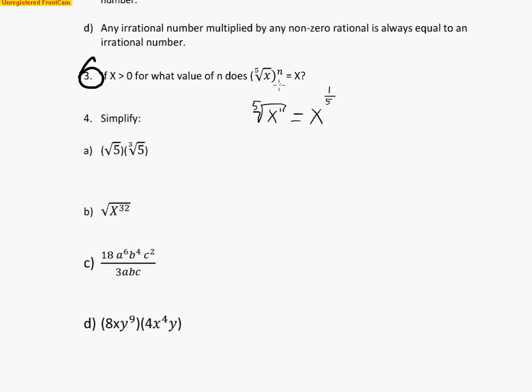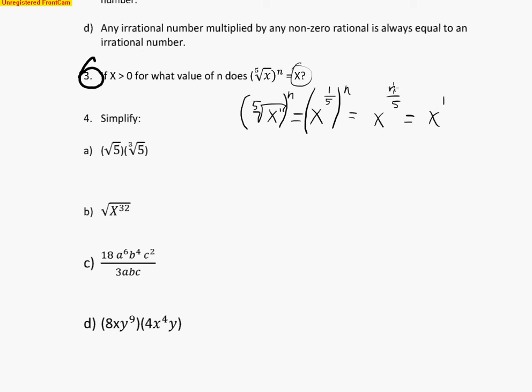Now let's go ahead and put my parentheses and my to the n on the outside. So this is my to the n. Here we go, to the n. Now what this means, we know that we need to multiply these exponents. So I'm going to have x to the 1 times n over 5. Then I want this to equal x to the 1, just x.